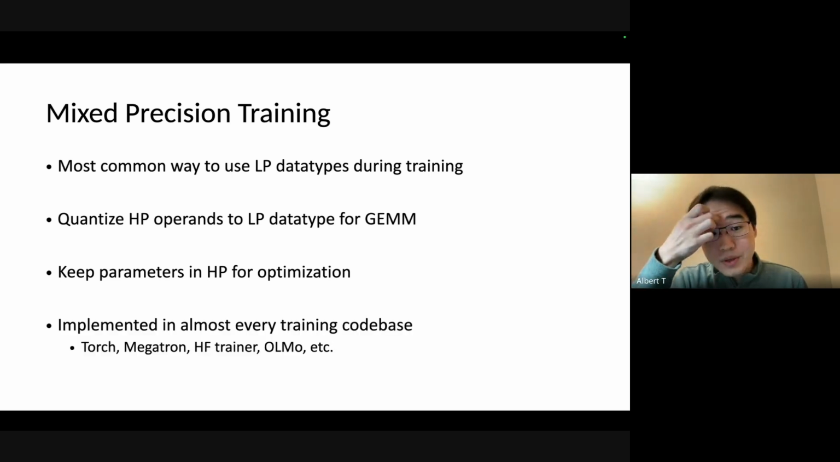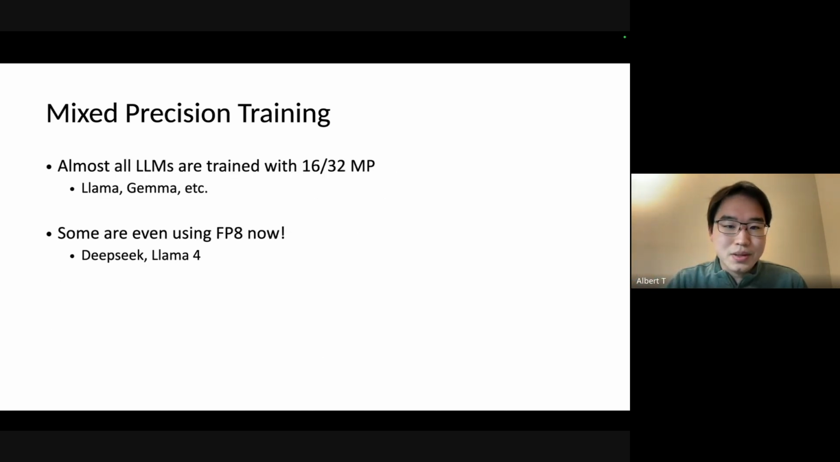The nice part about mixed precision is that it's implemented basically everywhere, and also everybody uses it. So Llama, Gemma, most LLMs prior to this year were trained with 16-bit and FP32 mixed precision. That means 16-bit matrix multiplications and FP32 buffers. And then some this year have come out with FP8, like DeepSeek, and I think Llama 4 as well.